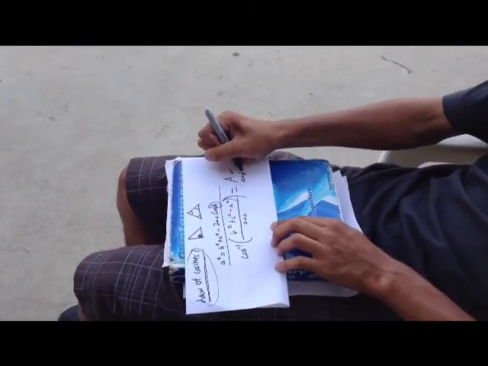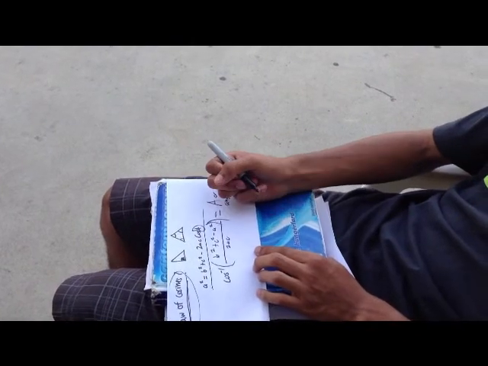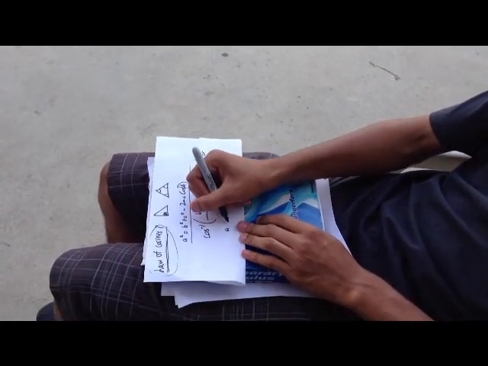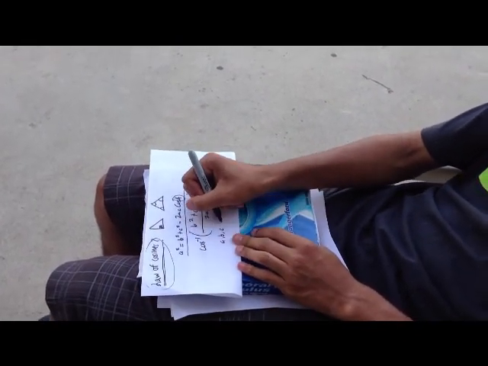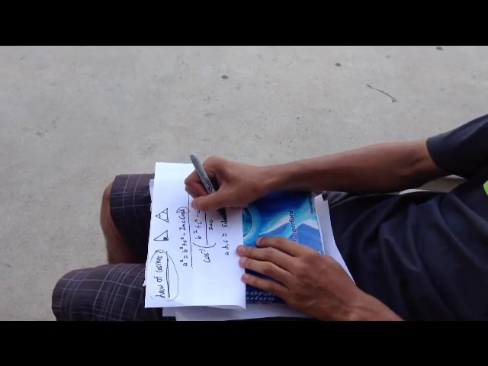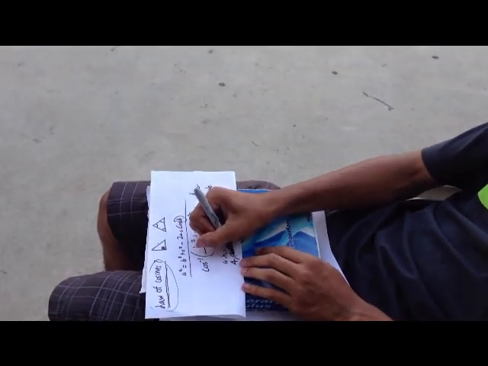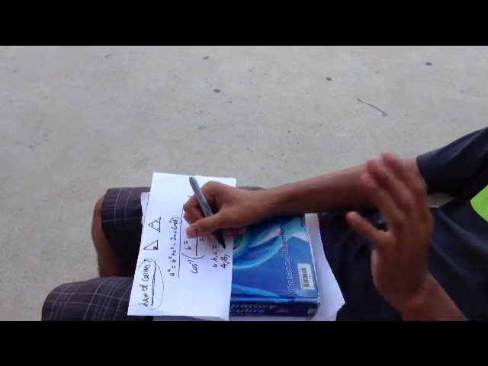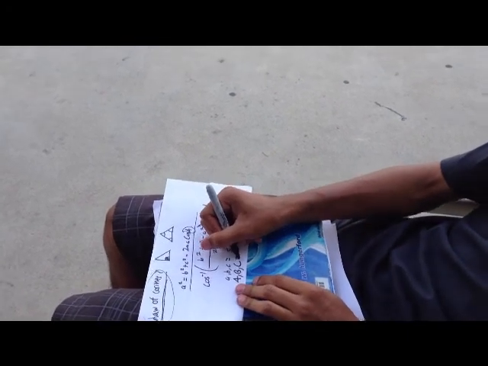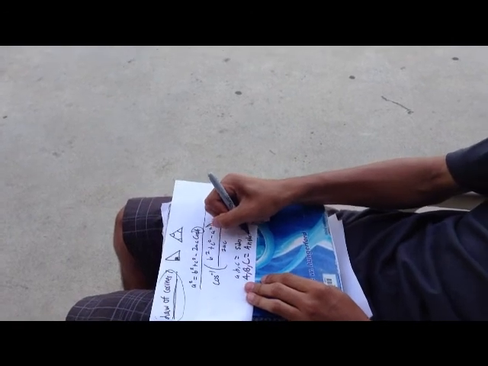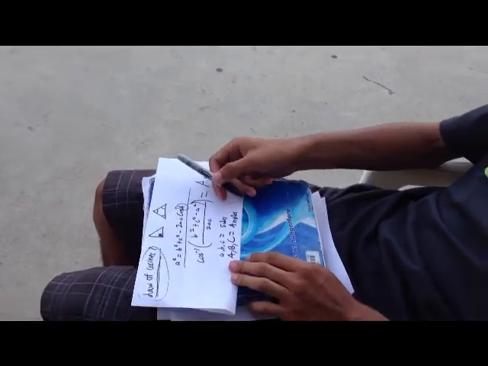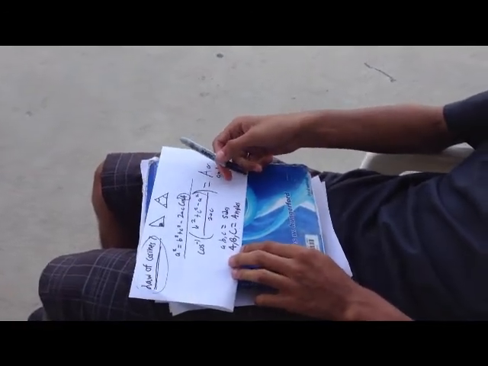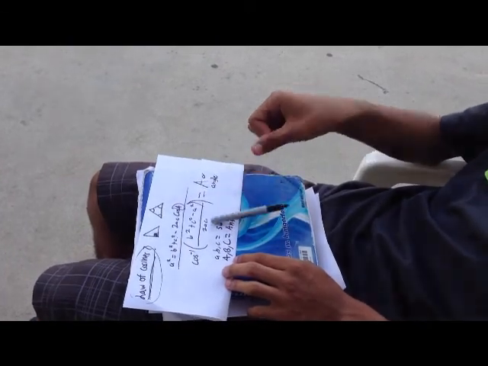I got a question. Why are there lowercase letters and uppercase letters? Well, lowercase a, b, and c are all your sides, and then the uppercase A, B, and C are all your angles. So with the law of cosines, you could either find a side or an angle, whichever you wish.